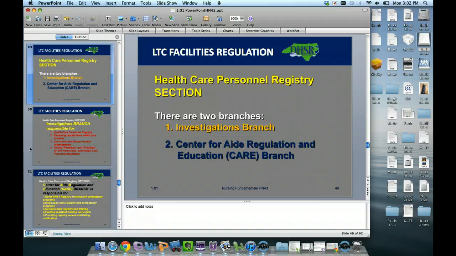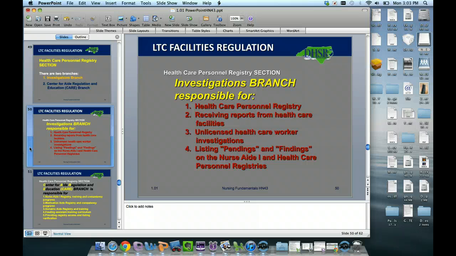So the second section is the Healthcare Personnel Registry section. There are two branches of that, the investigative branch and the Center for Aide Regulation, which is nurse aide regulation and education. The investigation branch is responsible for receiving reports from healthcare facilities and unlicensed healthcare worker investigations. They list pendings and findings on the Nurse Aide 1 and Healthcare Personnel Registries.